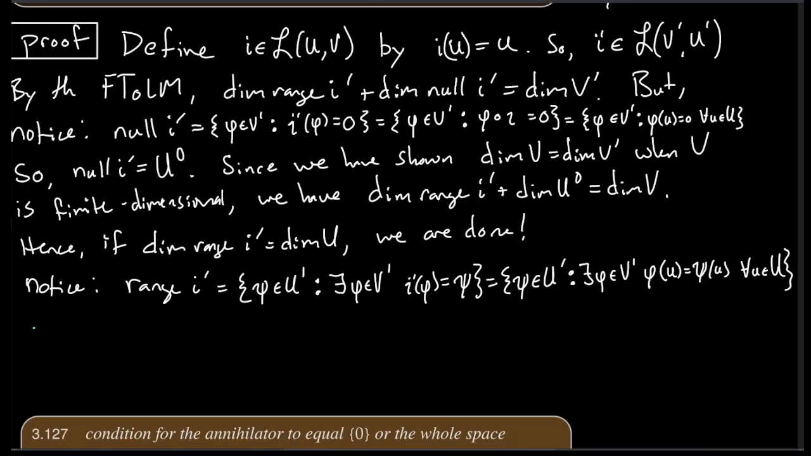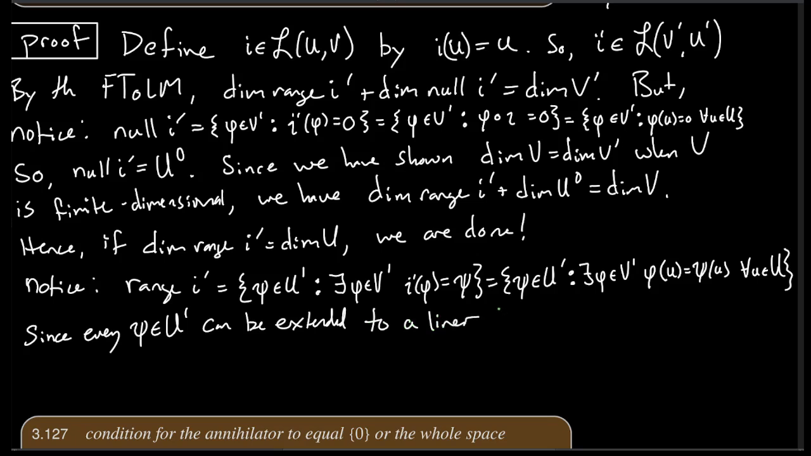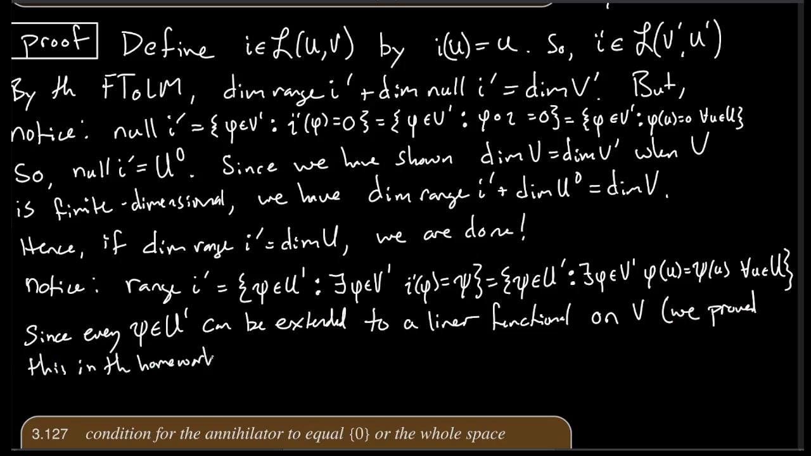Oh, okay. Now, here's the idea. Since every psi in U prime can be extended to a linear functional on V, we proved this in the homework. That is, we showed that if you had a linear map defined on a subspace, then you could extend it to a linear map defined on the whole space.